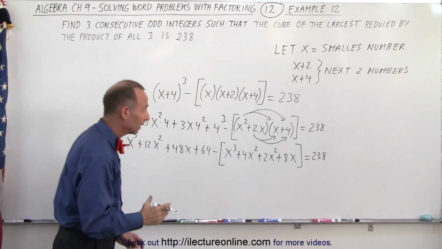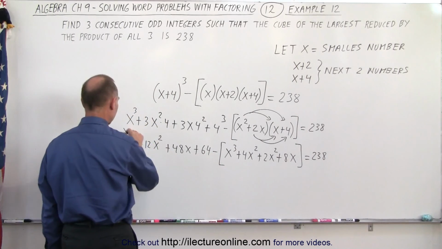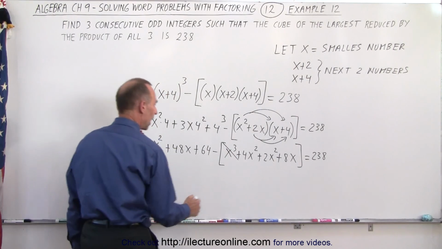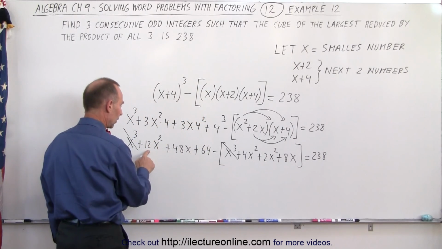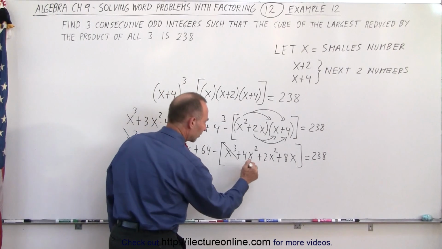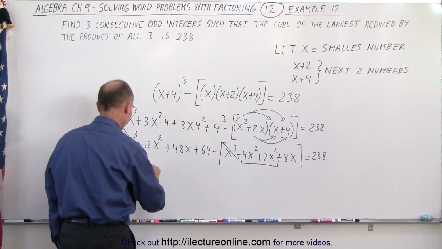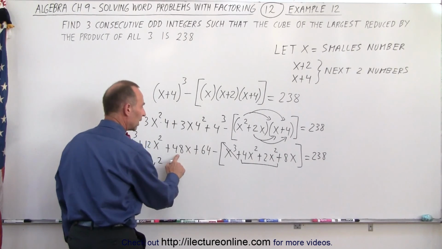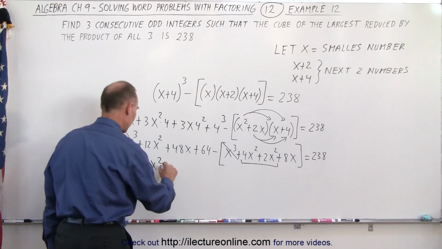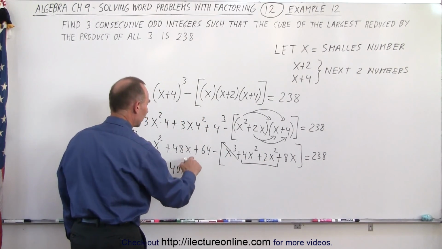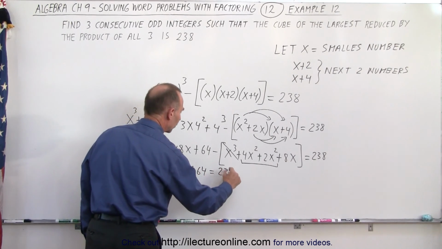So now we need to go ahead and combine like terms. So we have x cubed minus x cubed. Well, that cancels out. We have 4x squared plus 2x squared, which is 6x squared, and we have 12x squared. So 12x squared minus 6x squared, when we combine these 2, that would be 6x squared. So we end up with 6x squared. We have 48x minus 8x. Well, 48 minus 8, that gives us 40x. And then we have plus 64, and that equals 238.